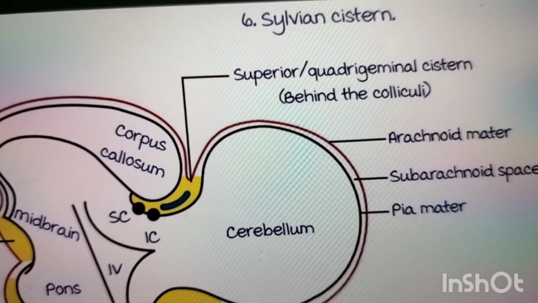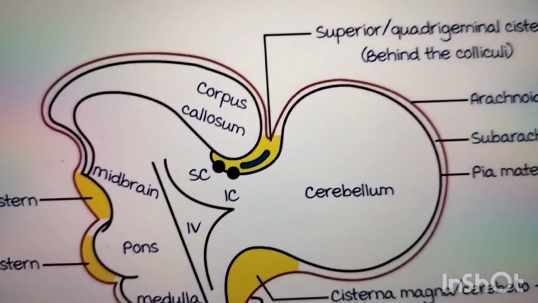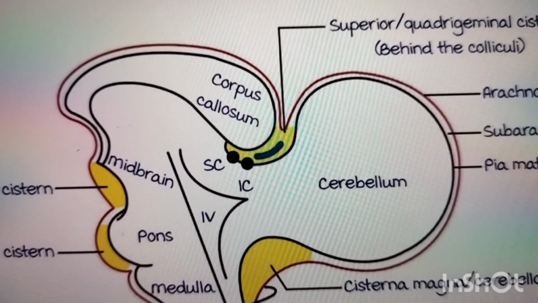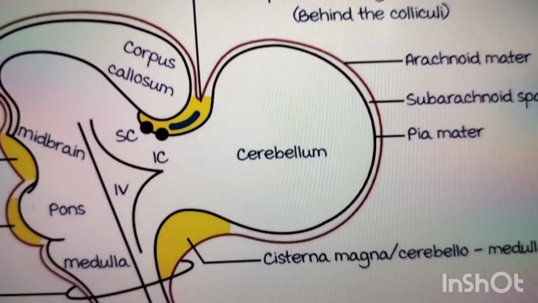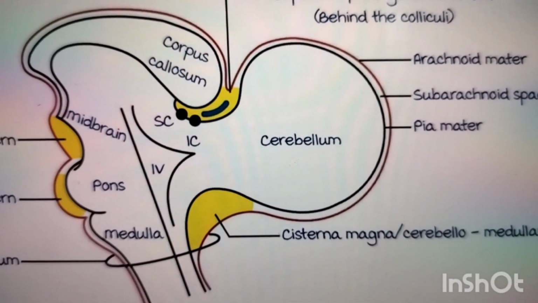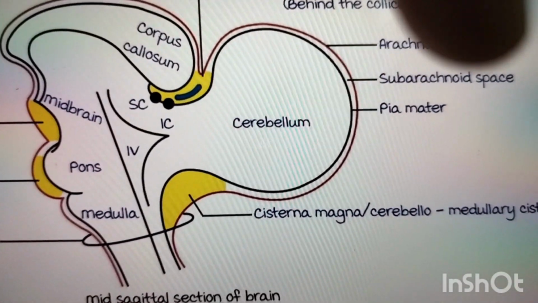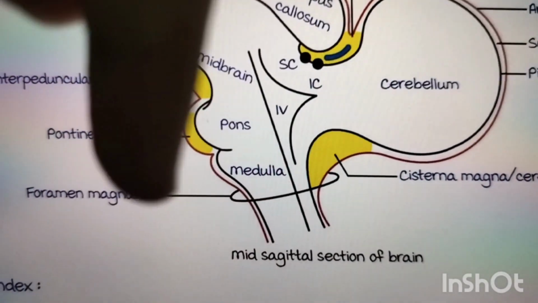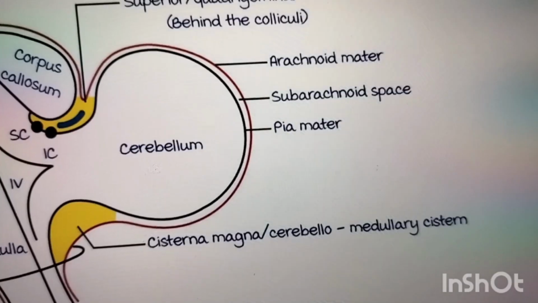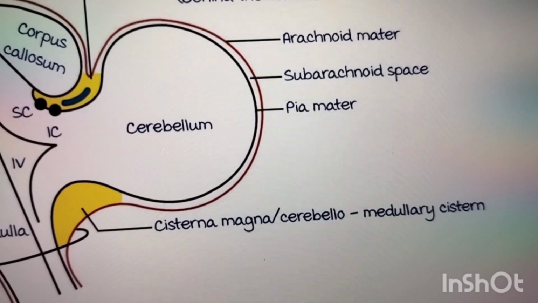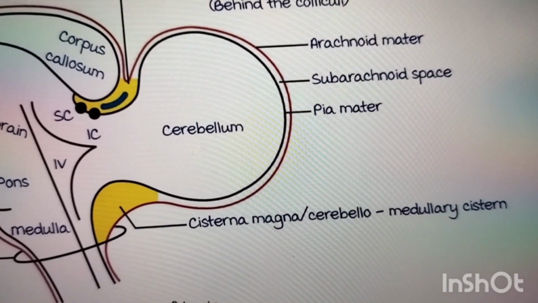Superior colliculi and inferior colliculi are present on the midbrain. Behind the colliculi, this cistern is present. That is why we call it the quadrigeminal cistern. Then see, cisterna magna is associated with the foramen magnum, that is why it is called cisterna magna. And why is it called the cerebellomedullary cistern? Because it is associated with the cerebellum and medulla.